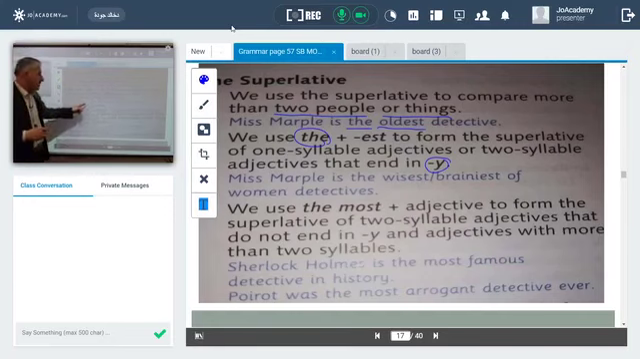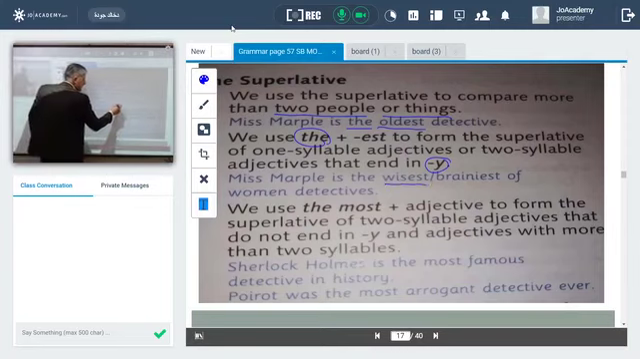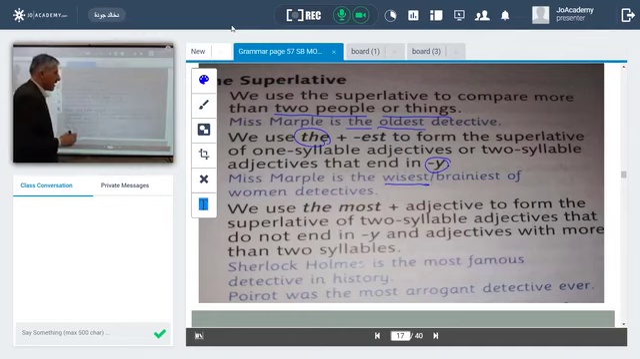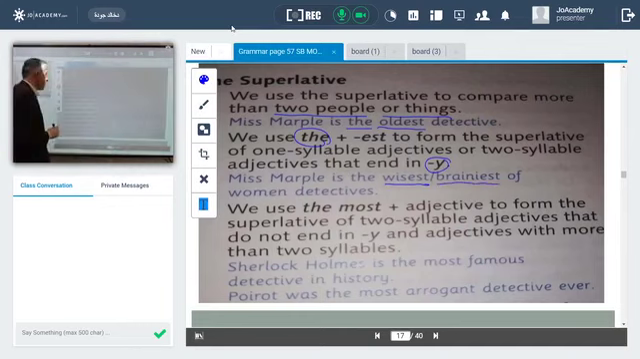Miss Marple is the wisest or brainiest of women detectives. So he compared Miss Marple and all the women, or the women detectives. So here the women detectives, so between more than three persons and above.